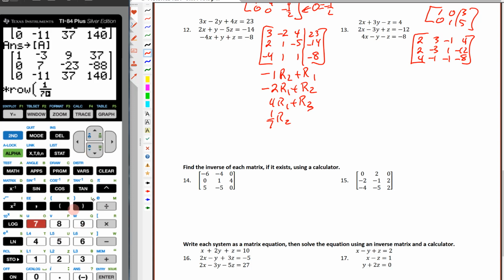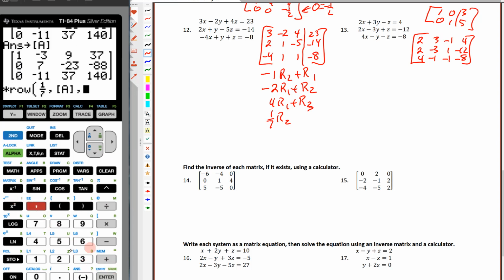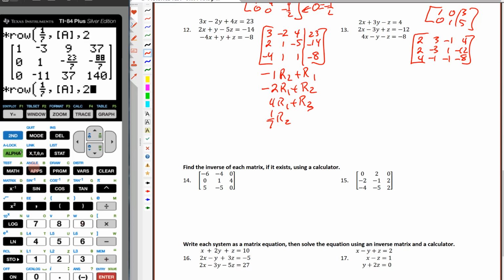1/7, comma, matrix A, comma, row 2. And let's see if that does what we want. It does, and it makes some fractions there. Notice if you put it in as a fraction, it will keep the fractions there instead of turning them into decimals. So I'm going to hit store that.